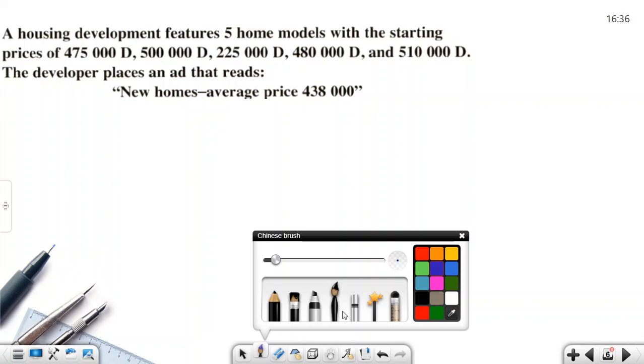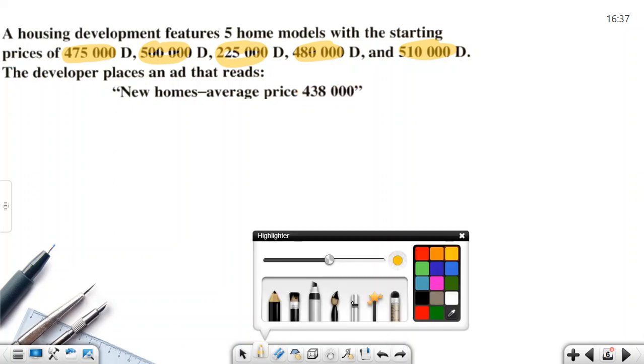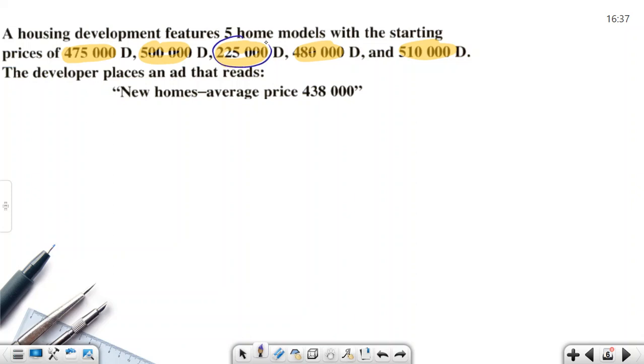And let's see another example. That's a good one. Okay, as you see, 5 home models. I want to highlight it again. The house prices are 475, 500, 225, 480, 510. The developer placed an advertisement that reads new homes average price is 438. But you see only one of them is less than 438. Only one value is less than 438. The others are all greater, and far greater, than 438. So what is the misleading part?